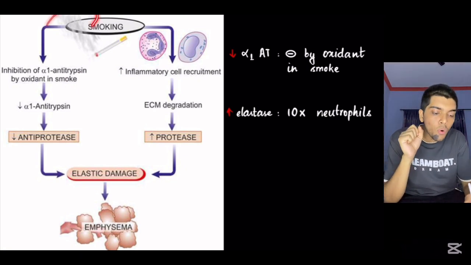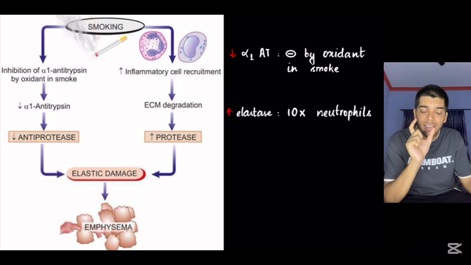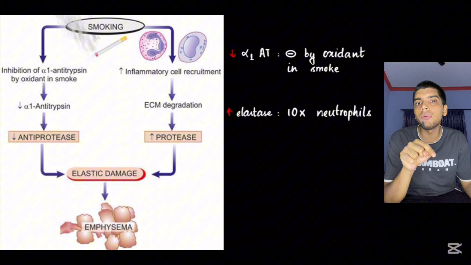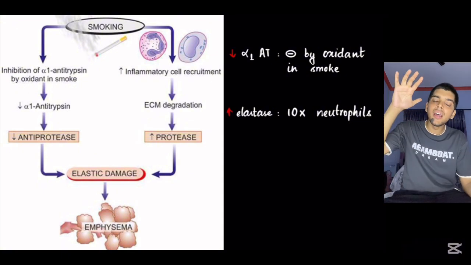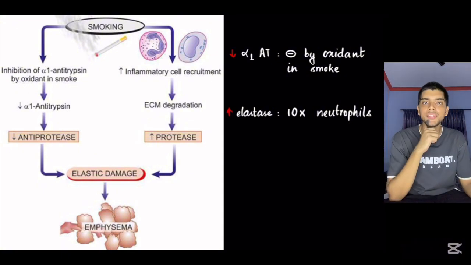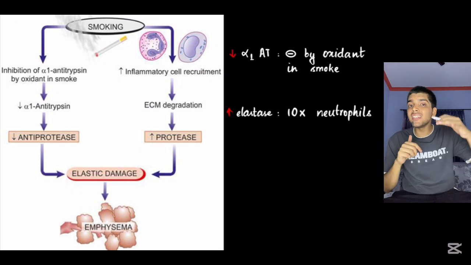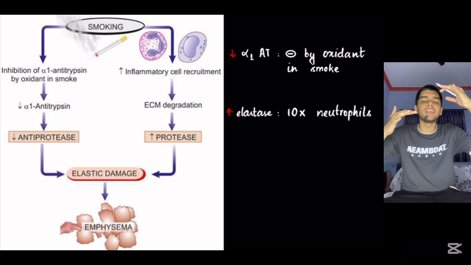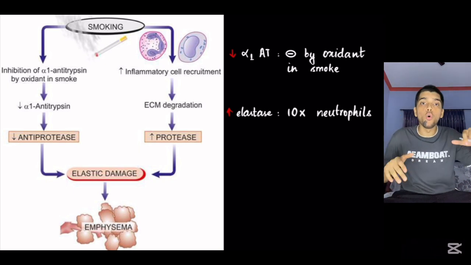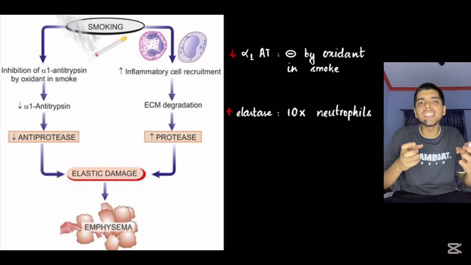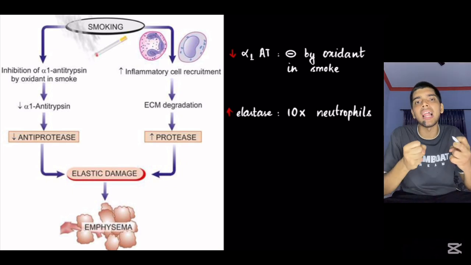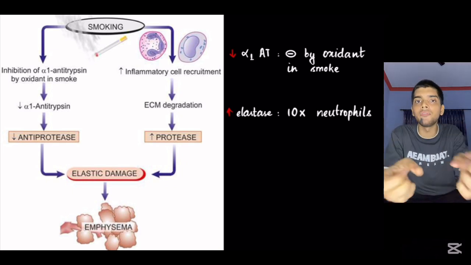Second, the smoke produced contains oxidants, which inhibit the activity of alpha-1 antitrypsin. So there is reduced activity of anti-elastase. So there was an increase in elastase, and now there is also reduced activity of anti-elastase, overall leading to increased proteolytic destruction of elastic fibers, resulting in emphysema.